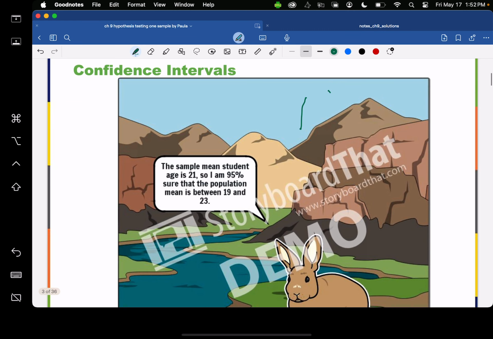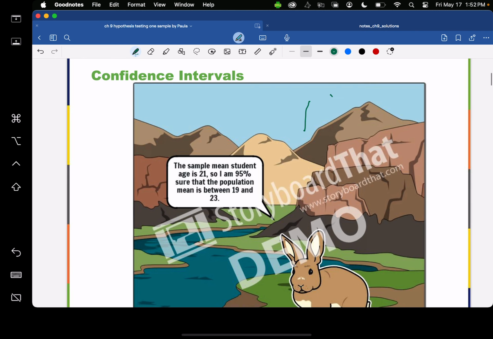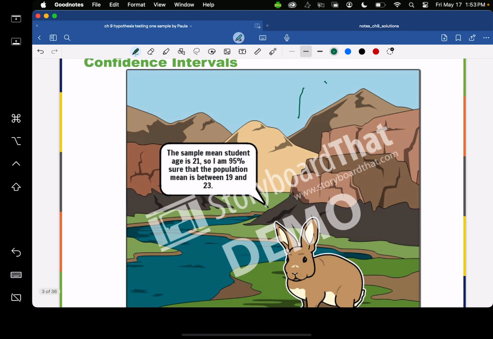In chapter 8, we looked at building confidence intervals. And so I have a little example here of a rabbit making a statement of a confidence interval. Once you have a sample mean of age 21, then you construct the confidence interval that could be between 19 and 23. So that's giving you a range of possibilities for what this actual population mean is based on the sample mean.